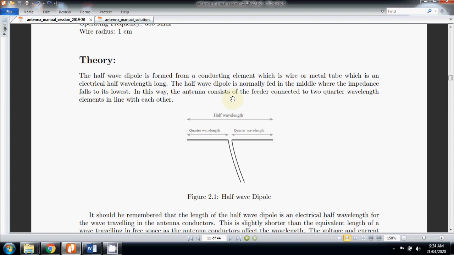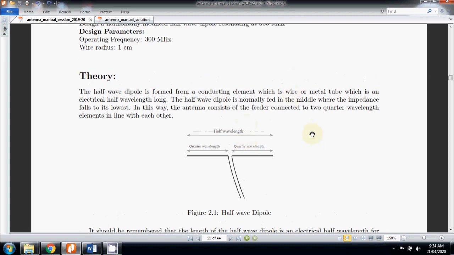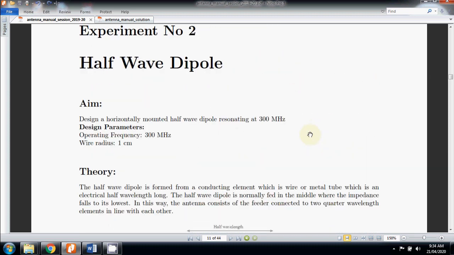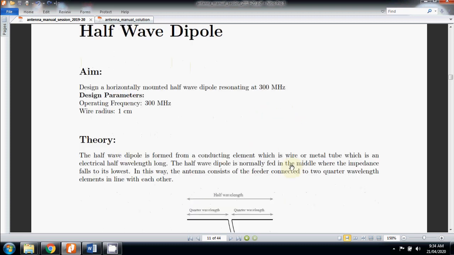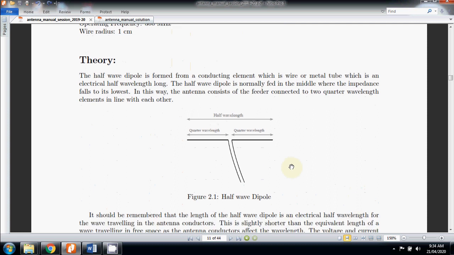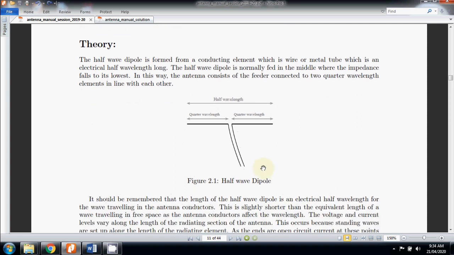Okay, let us start with the aim that we are going to achieve with this tool. This tool is very good to design linear antennas, and the first linear antenna that we are going to look at today is a half-wave dipole. Let's see what we are going to do. We are going to design a half-wave dipole that will work at 300 megahertz, and let's first see what a half-wave dipole is, in case people don't know.